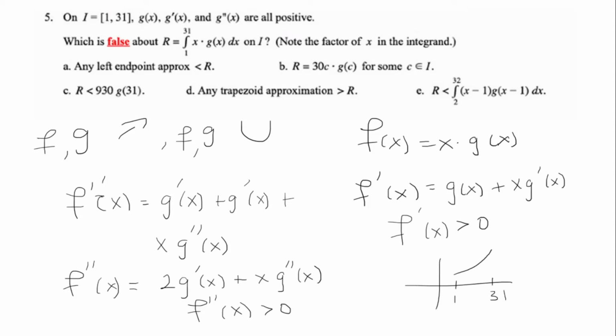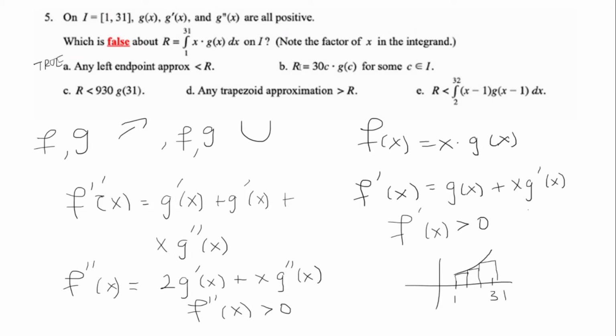Okay, let's go back to the question. We want to see which of these is false about the integral. Any left endpoint approximation is less than r. Well, if we were to do left point approximation, we would always pick the left-hand points. And we know that the left-hand points are always smaller than the right-hand points because the function is increasing. So it will look something like this. So yeah, this is definitely true. So A is true.